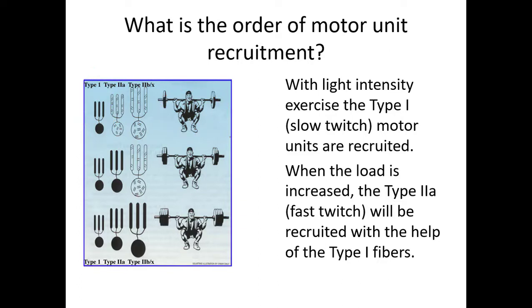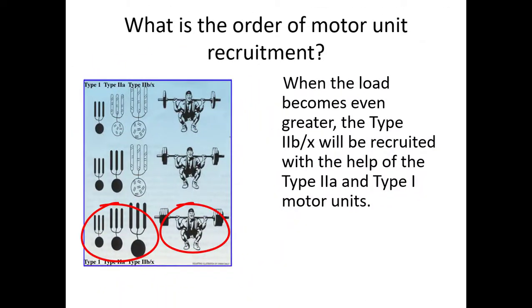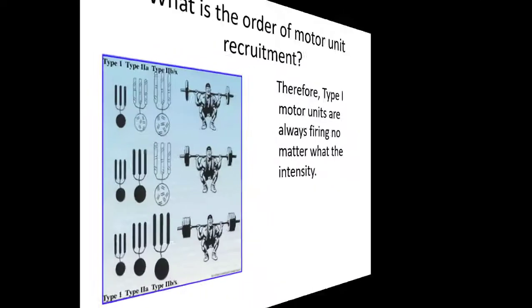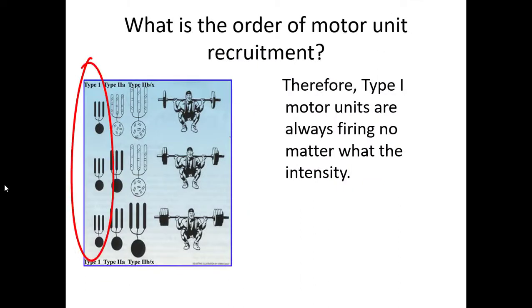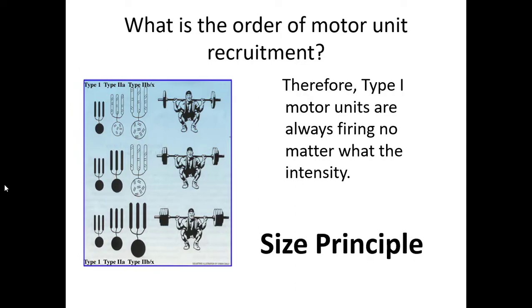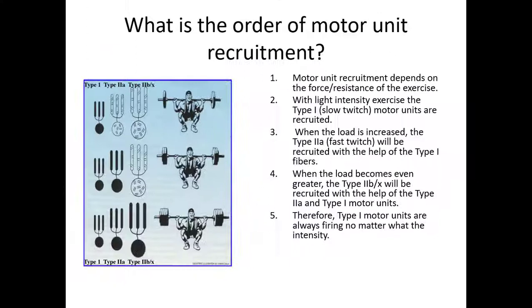When the load is increased, the type 2A will be recruited with the help of type 1 fiber. When load becomes even greater, the type 2BX will be recruited with the help of the type 2A and type 1 motor units. Therefore, type 1 motor units are always firing no matter what the intensity. We call this the size principle.